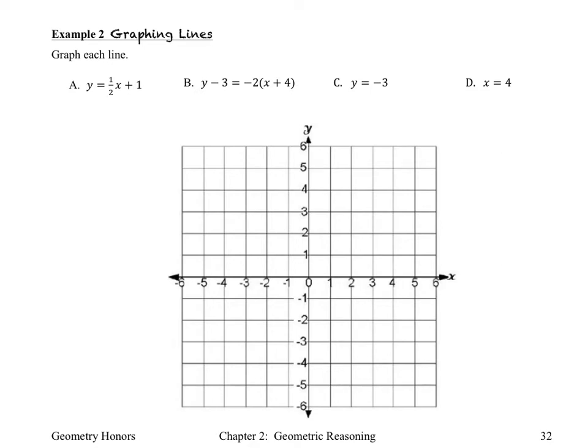On A, we can see that we have it in slope-intercept form. That means we've been given the slope of 1/2, and that means we have a rise of 1 for a run of 2. We also have the y-intercept, and that gives us the point where it hits the y-axis, and we know that when it hits the y-axis, the x-coordinate is always 0. So let's start by graphing the y-intercept at (0, 1), and then we're going to use the slope. So we're going to have a rise of 1 and a run of 2 to get our next point.